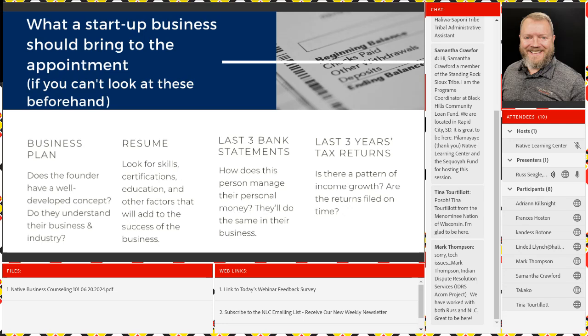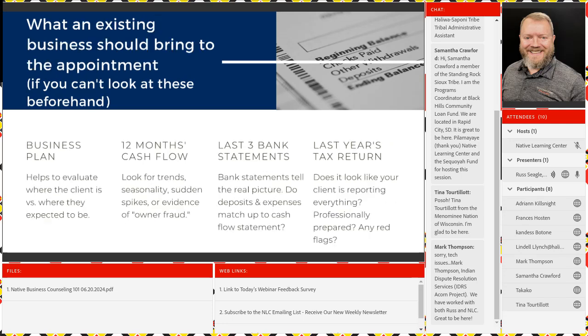You also want to take a look at their last 3 years, if possible. If you can only get 1 year, that's fine. But look at 3 years of tax returns. Now, this is personal and business. If it's a business, you want to get their last 3 years so you can see, is there a pattern of growth? But if it's a personal return, have they had income growth? Are they making more money? Or are they pretty much satisfied with making less? Did they have their returns filed on time? Were they professionally prepared? Those kinds of things. You're looking for little clues that give you insight into how this business is going to be operated.